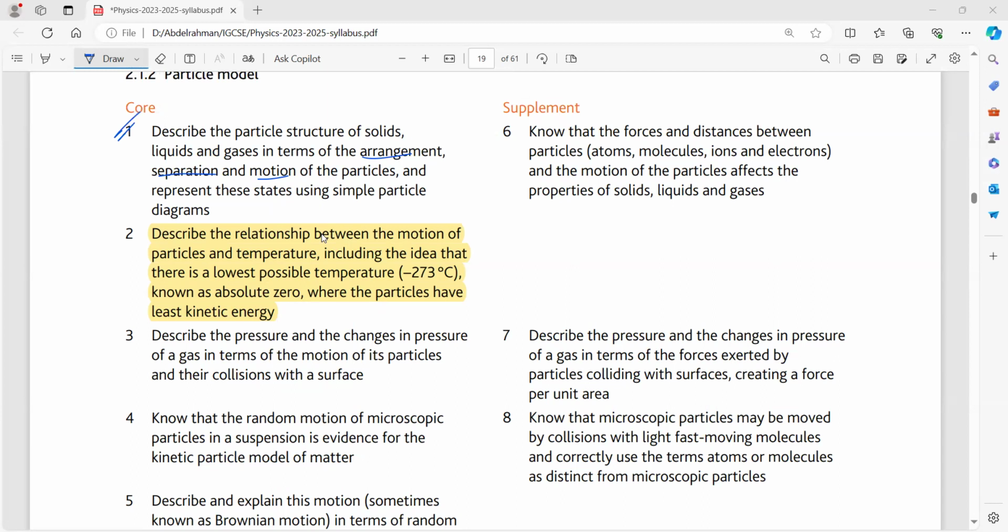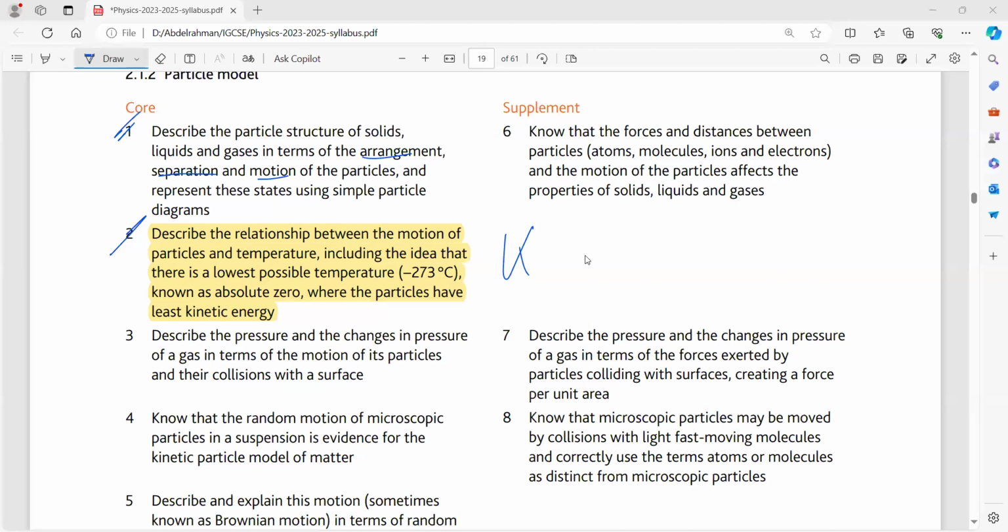This is the new part added to your syllabus. It is called the absolute zero or the Kelvin scale. What's the Kelvin scale? It's simply measuring temperature. But instead of using Celsius, instead of saying today the temperature is 25 degrees Celsius, I can say today is, let's say, 300 degrees Kelvin. It's a very simple scale.